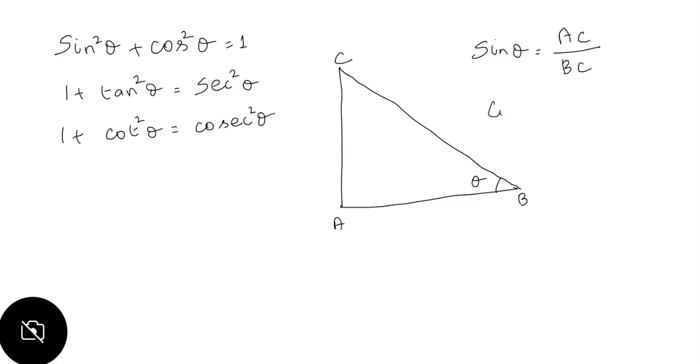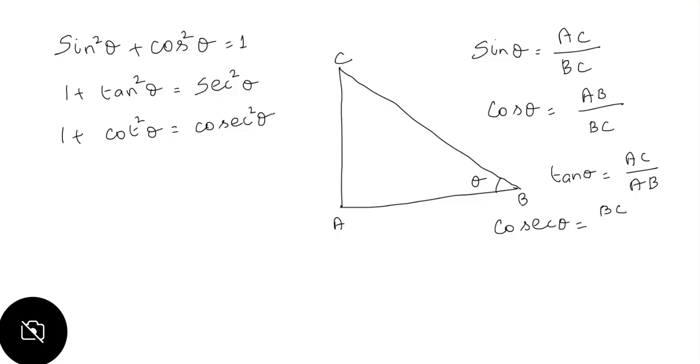And what is cos theta? Cos theta is going to be equal to adjacent side by the hypotenuse, which is therefore AB by BC. And I will also write what is tan theta, cot theta here, because we need to prove the three identities. So I need tan theta, which is opposite side by adjacent side, so AC by AB.